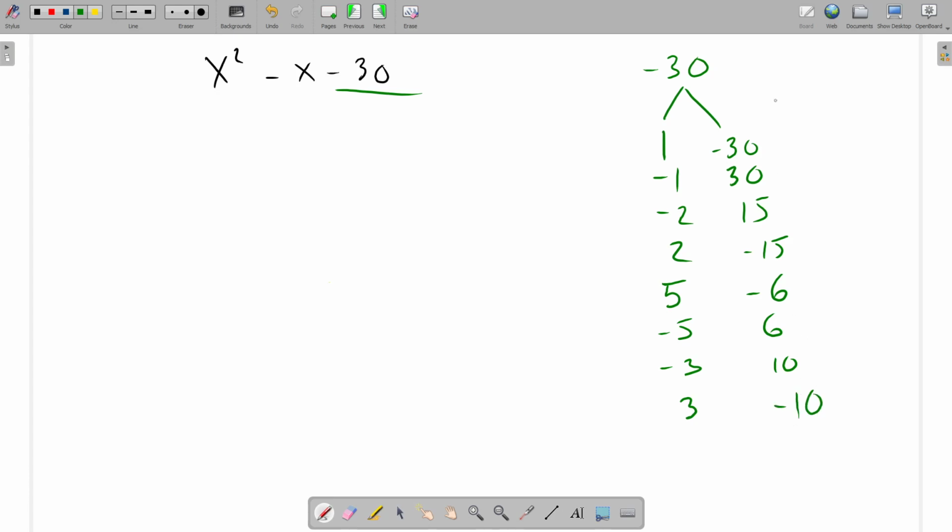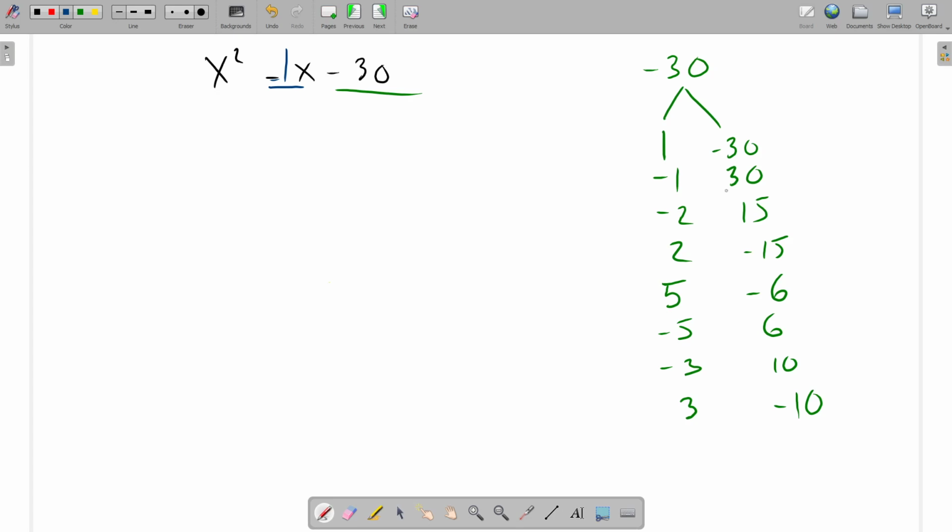When you have a negative value for your c term, it doubles the amount of possible factors that you can have because one of them could be negative and one of them could be positive. So we have this list of factors and we're looking for one of them to add up to be negative 1.